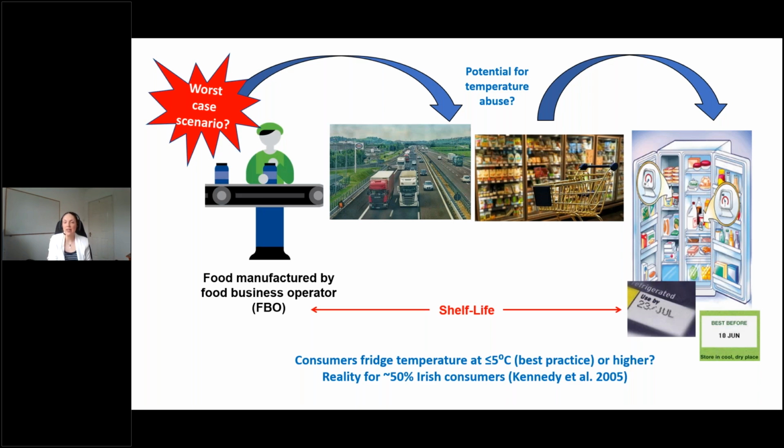And when the consumer brings that product home, what's the temperature in their own fridge? We know from consumer data in Ireland that about 50% of Irish consumers have their fridge operating at temperatures that are higher than the best recommended temperature of 5 degrees Celsius. And basically, the higher the temperature any food is held at, any bacteria such as pathogens or spoilage bacteria will grow faster.